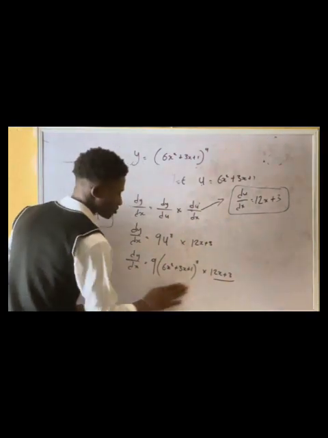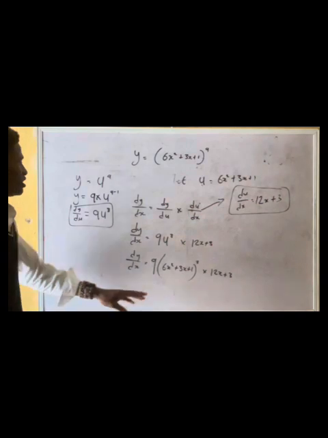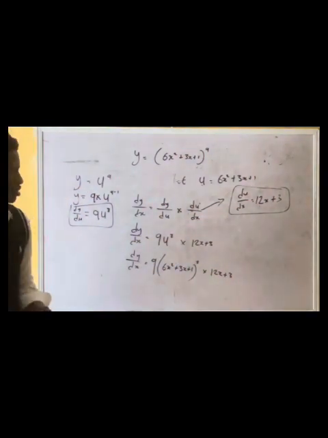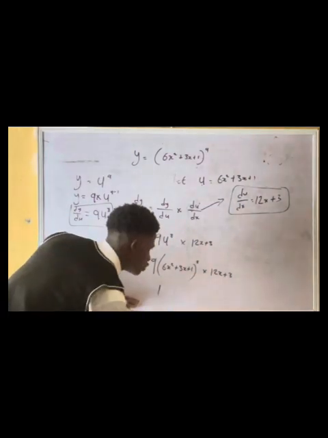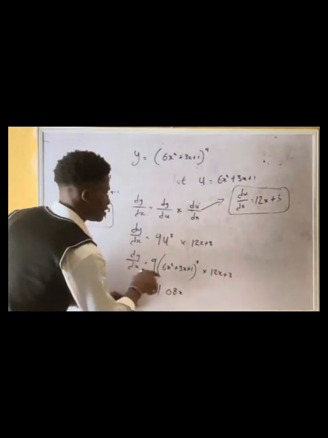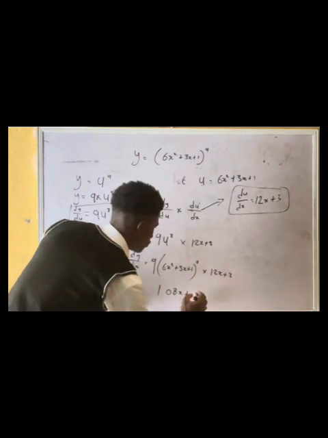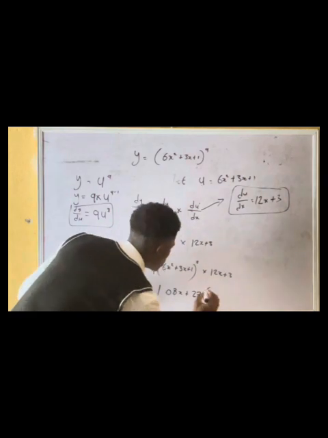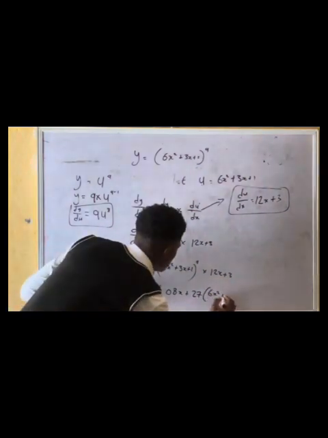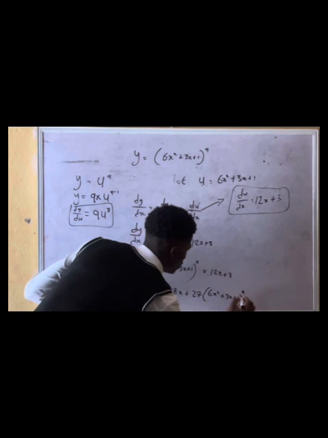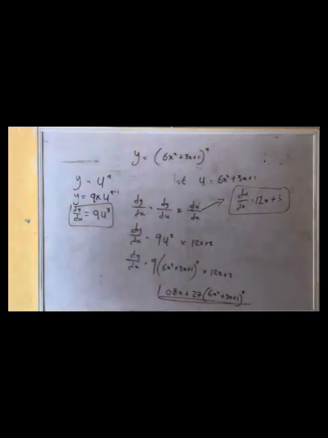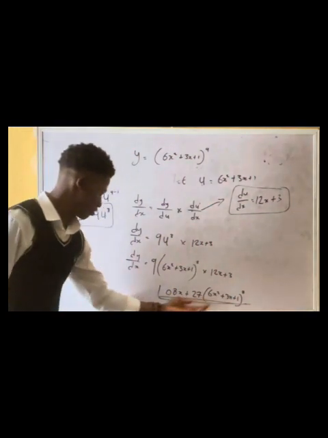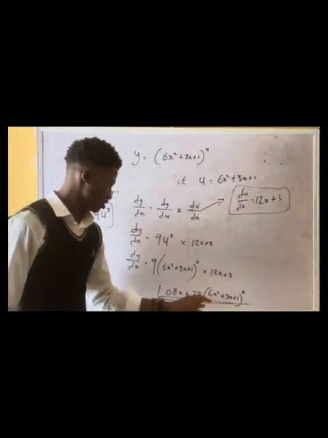So let's do this. So definitely 9 times 10 is 90. Now 9 times 2 is 18, and that will give me 108x. Then 9 times 3 will give me 27. So this is what you get when you use this to expand this, times, you can put it in bracket, 6x squared plus 3x plus 1 raised to the power 8. So when you find the derivative of this using chain rule, the result you will get is 108x plus 27 in bracket, this to the power 8.